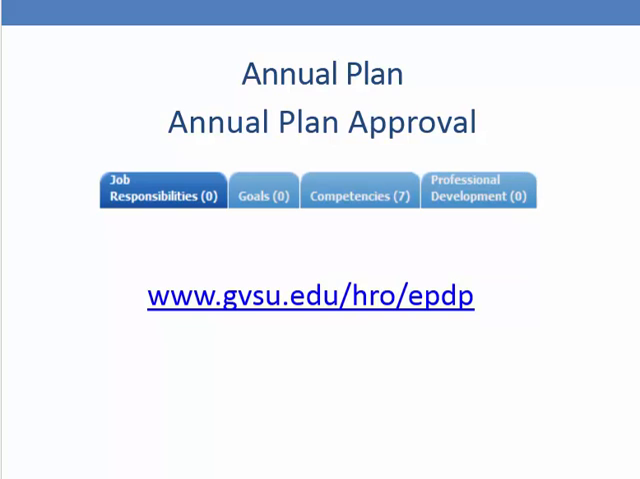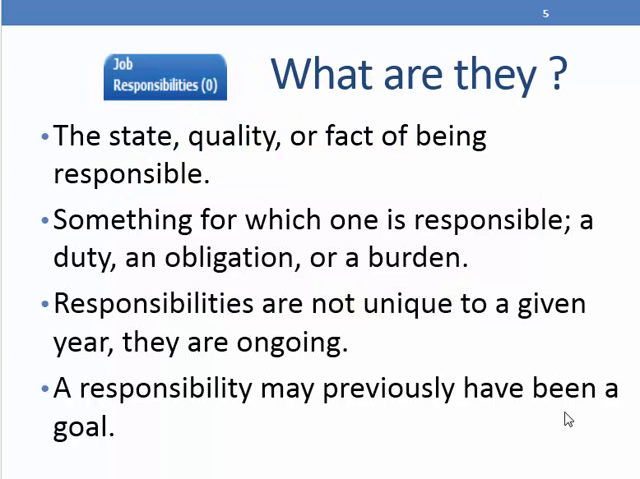The first two stages are annual plan and annual plan approval. A thorough training video is available on HR's website, but we will do a quick review here. As you can see, there are four components to the annual plan: job responsibilities, goals, competencies, and your professional development plan. So, what are job responsibilities?